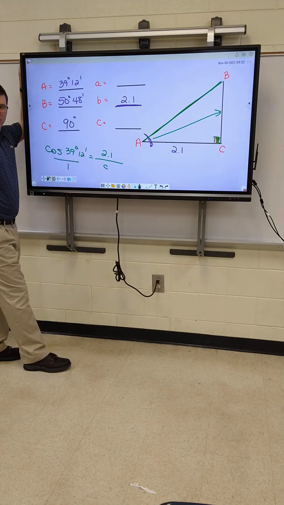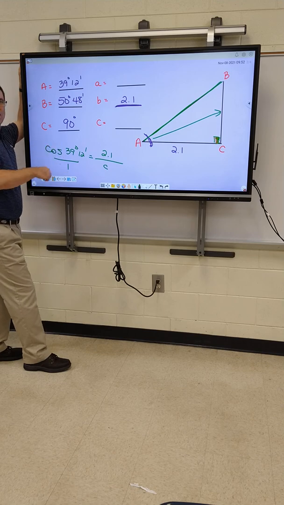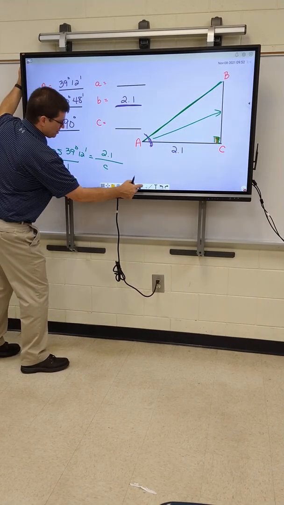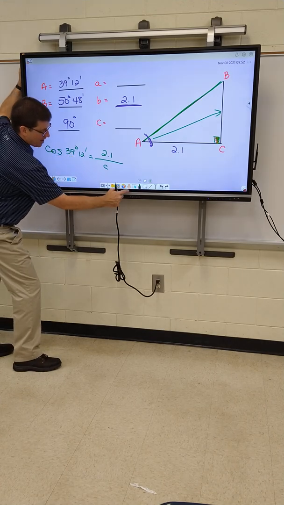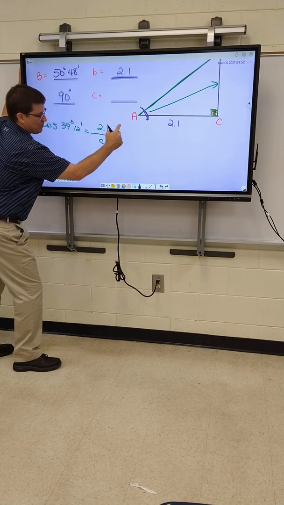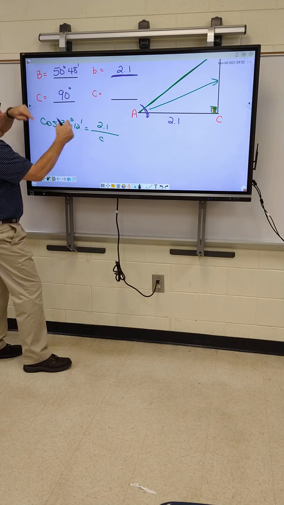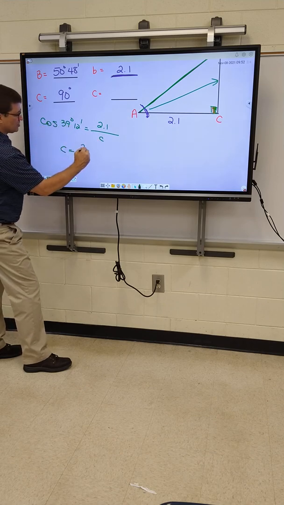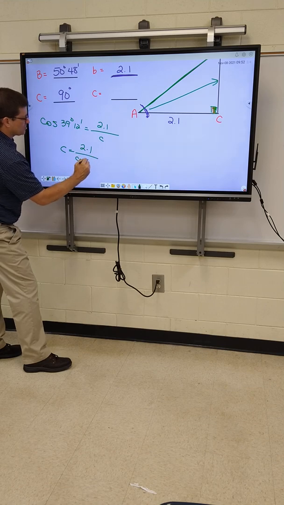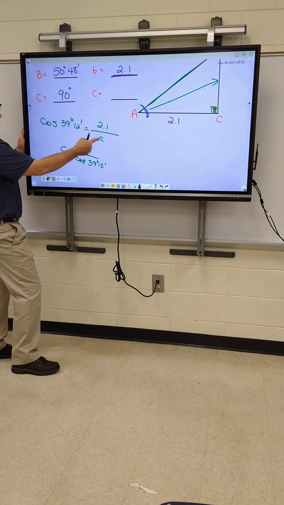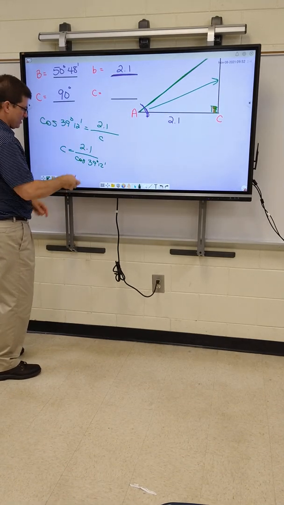Now look, y'all just watch for a second. That would be over 1, right? Yep. So we would have to cross multiply and divide. But I'm going to show y'all a shortcut so we don't have to go through all those steps. When you cross multiply and divide, all that's going to happen is the cosine of 39 degrees 12 minutes is going to change places with the c. It's going to be 2.1 over cosine of 39 degrees 12 minutes. That's all that's going to happen when you cross multiply. So from now on, Hunter, when the c's on the bottom, I just want you to trade places and put it in your calculator.